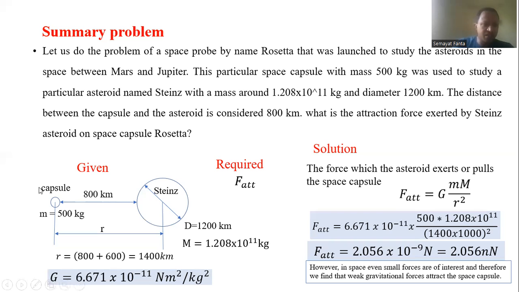The mass of the space capsule is 500 kg. The diameter of the asteroid is 1,200, and its mass is given. So the distance from center to center is 800 plus half of the diameter, 600, which gives 1,400 kilometers. What we are going to find is the force of attraction.